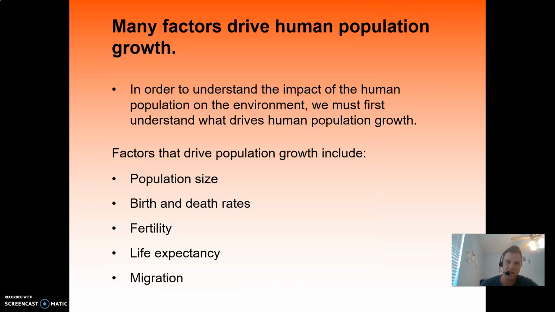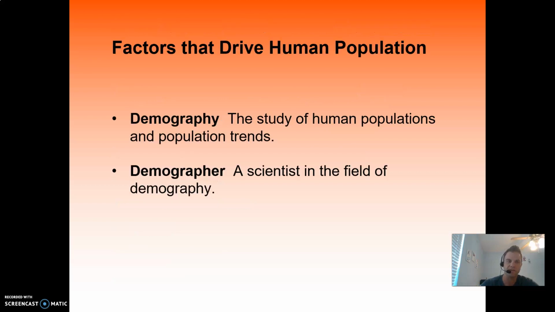So in order to understand the impact of the human population on the environment, which is our main goal here, we must first understand what drives human population growth. The factors that drive population growth include the population size to begin with, and this would be in different countries, birth and death rates of the countries, fertility, life expectancy, and migration in and out of the country.